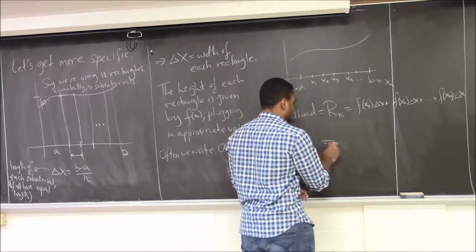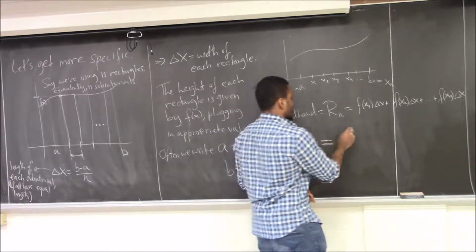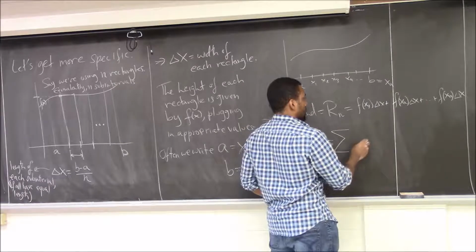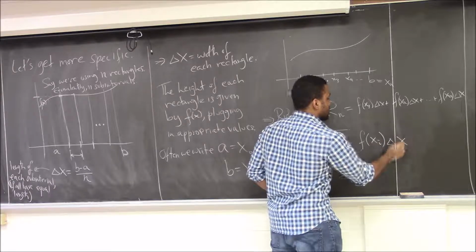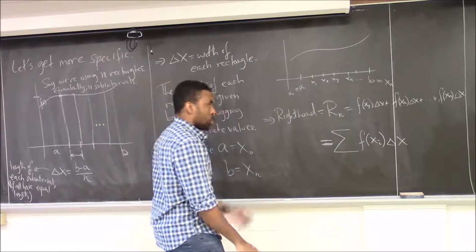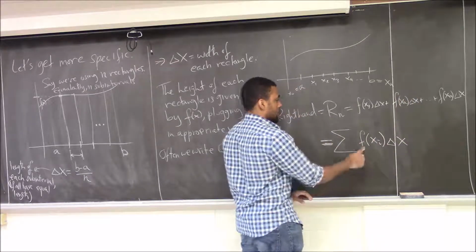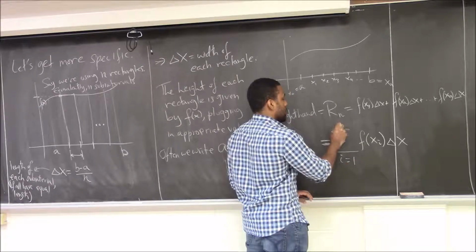There's a shorthand for this. It's uppercase sigma. I don't know if you guys have ever seen that symbol before. But this is when you want to add a bunch of things that look very similar formula-wise, but all you're changing is just like the counting number. So I can say it's f of xi times delta x, where my i is starting at 1 and going up to n.